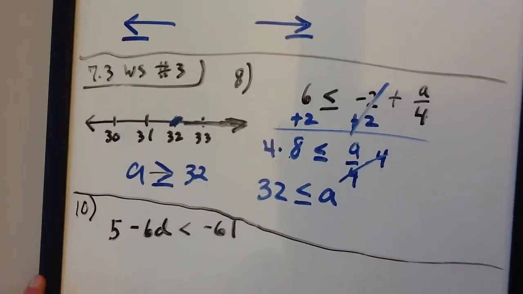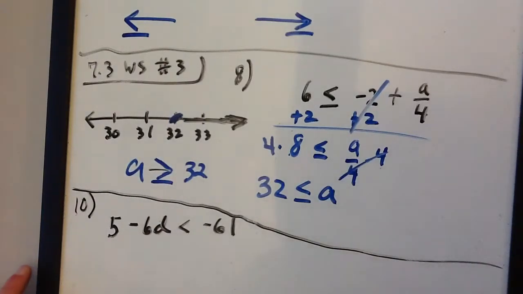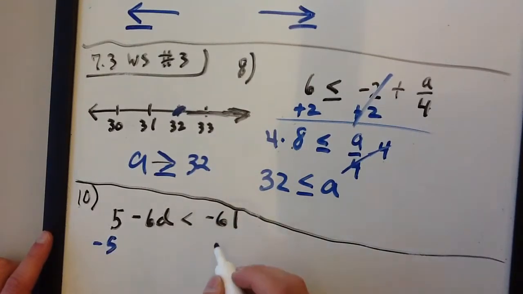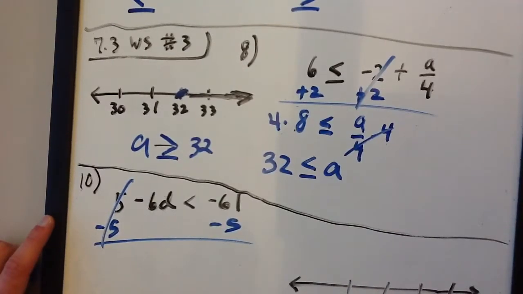Okay? Last example is number 10 on 7.3 worksheet 3. Number 10 looks like this. I have 5 minus 6d less than negative 61. So since my variable is on the left, I'm going to move everything else to the right. So let's move that 5 over here. To move the 5, I got to subtract 5 from both sides. Those 5's would cancel because 5 minus 5 is 0.